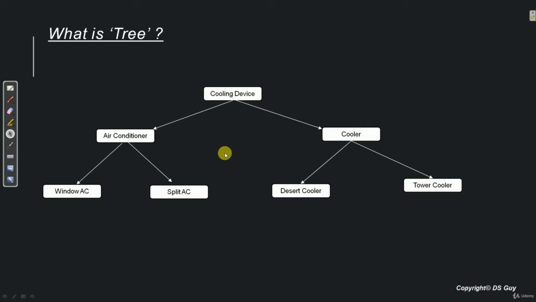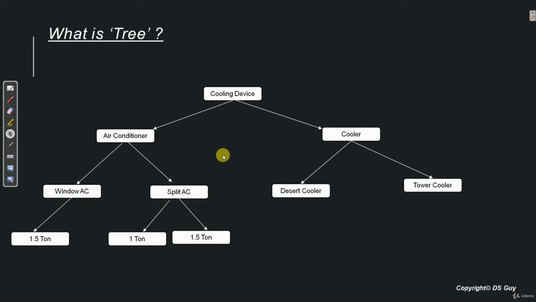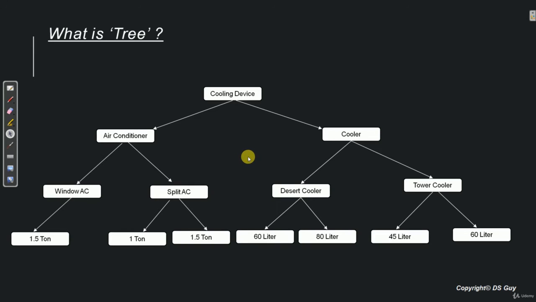Now if we go one more step further, we see that in case of a window AC, we have one option. That is, we can go for 1.5 ton. But if we go for a split AC, we have two options. We can either go for 1 ton or 1.5 ton. Similarly, if we go for a desert cooler, we have two options. That is 60 liter or 80 liter. Similarly, for tower cooler, we have two options, 45 liter or 60 liter.